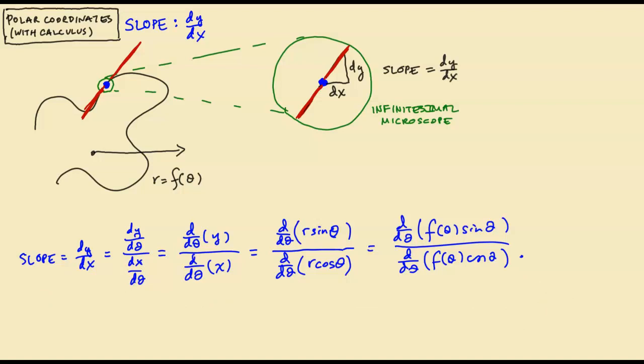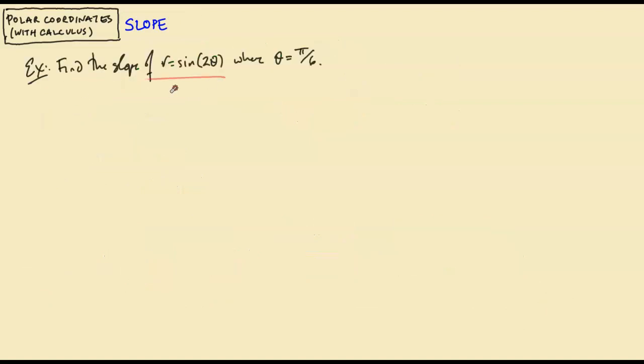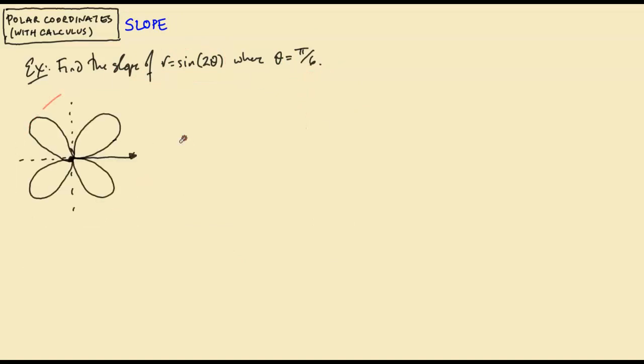Let's do a concrete example. We're going to find the slope of this polar function where theta is pi over 6. This is roughly the graph of that function. You could find it in the usual way with a Cartesian blueprint, but I don't want to waste time with that right here. So we'll assume that's been done already. We've got our graph. And when theta is pi over 6, we're looking at a point somewhere around here.